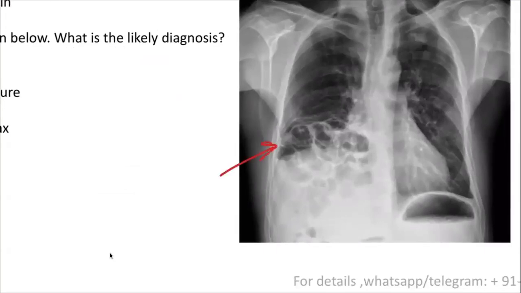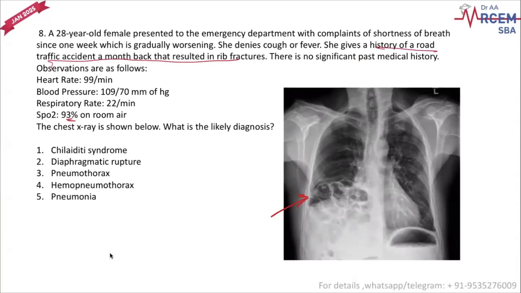Bowel loops are seen in the intrathoracic cavity. One month back, this patient had a trauma. Most likely at that point of time, there was some amount of diaphragm injury. And over time, there has been herniation of bowel loops, which has resulted in diaphragmatic herniation, entry of the bowel loops into the thoracic cavity, what you're seeing here.